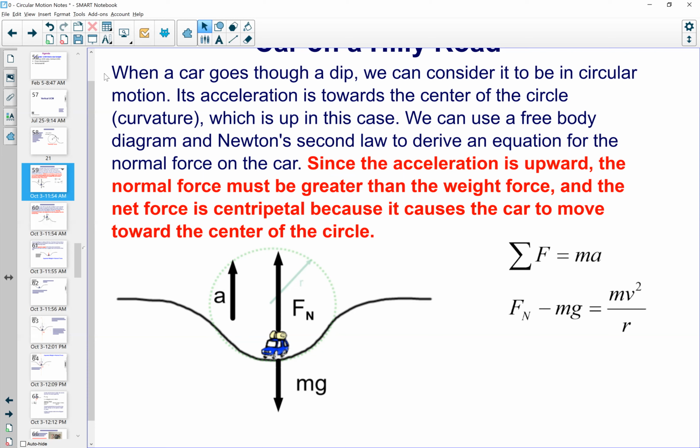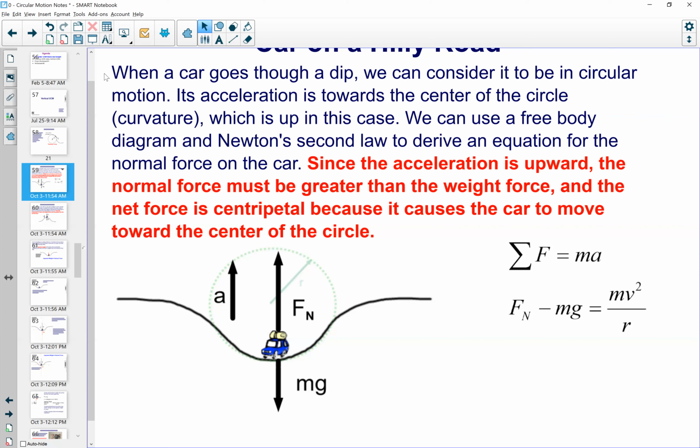If the acceleration is up, the upward directed force, in this case normal force, would have to be greater than the downward force, in this case the weight. Otherwise, if they were balanced, there would be no net force and there would be no acceleration. If the weight was larger, the acceleration would go in that direction. So we know because the acceleration is upward, the upward force has to be greater than the downward force. So in this case, the normal force has to be greater than the weight.